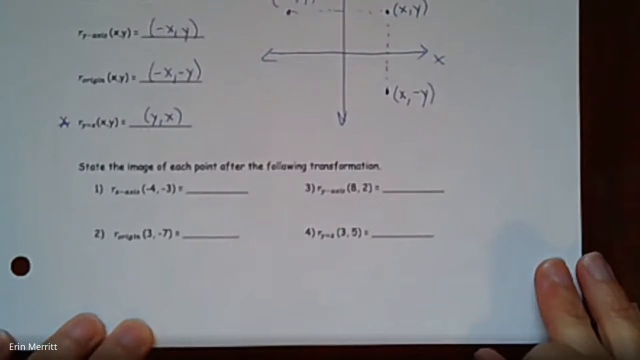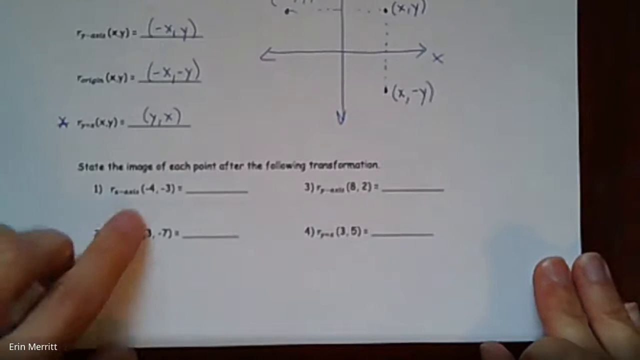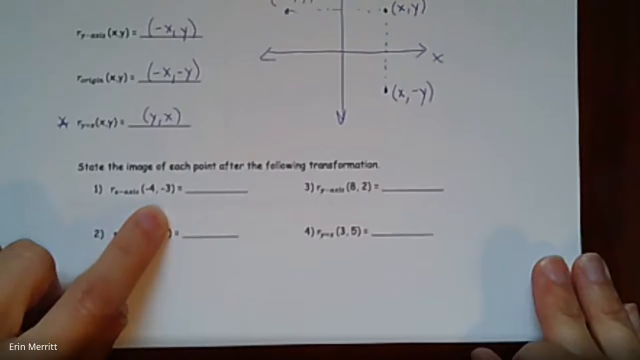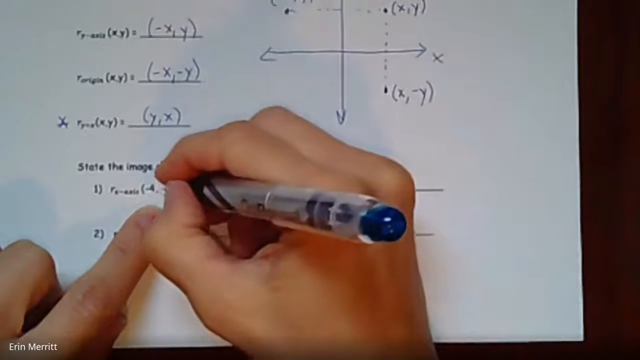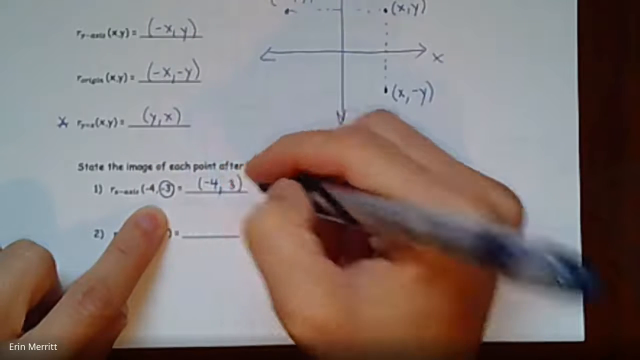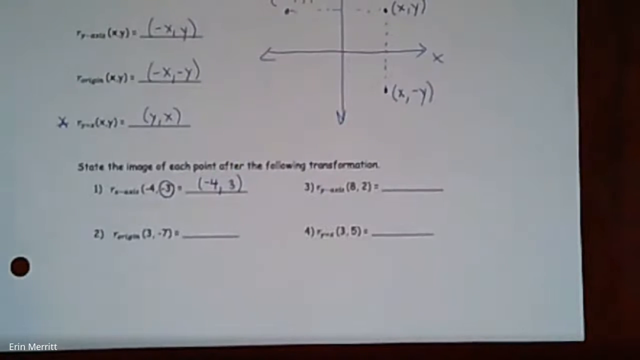All right, let's see if you can either use the rules or envision what's going on for each of these. So it says state the image of each point after the following transformation. You're flipping over the x-axis, this first one. So if I use the rule, since I know some people like the rule, looking up top, when you flip over the x-axis, x is going to stay the same, and just the y changes sign. So you'd keep -4, and that's going to flip to a +3.